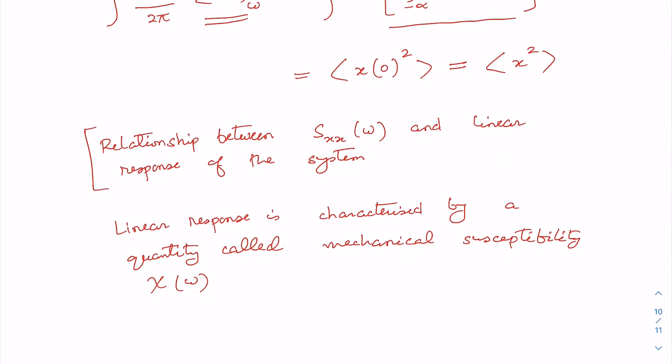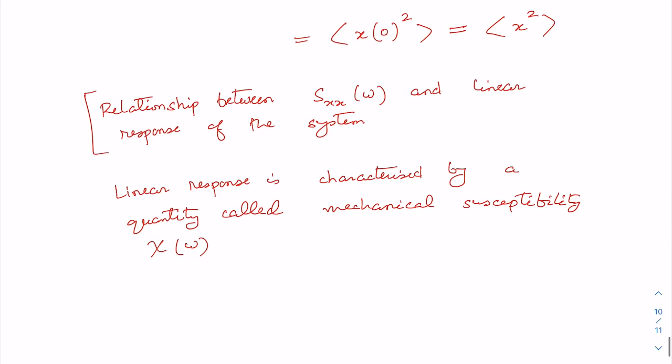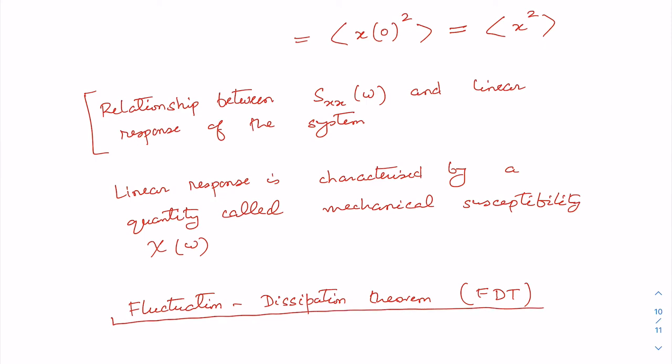Okay, and this relation between the noise spectrum and the linear response of the system, in statistical physics, is known as the fluctuation dissipation theorem, or in short FDT. Now we'll actually not discuss it in detail, only the theorem is needed for us, and that is what I am now going to state.